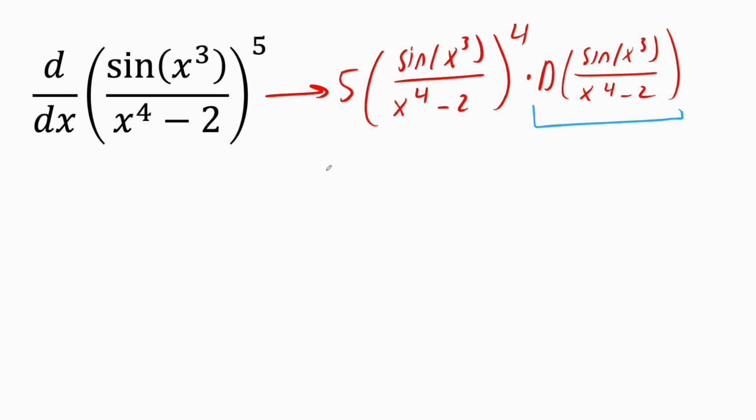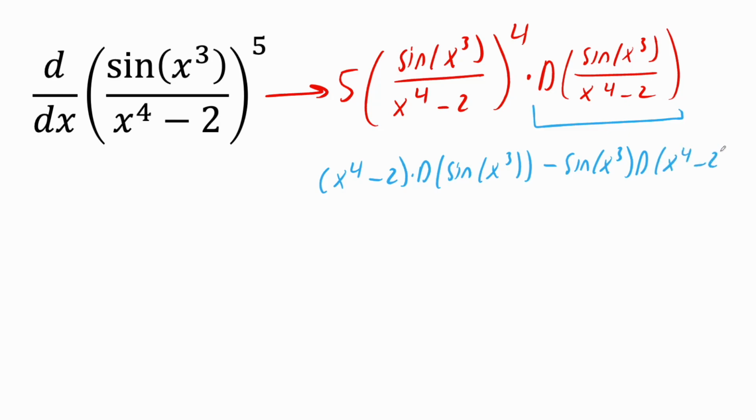So low is our denominator. That's x raised to 4 minus 2. D high, derivative of our numerator. I'm going to say times d of sine(x cubed), minus high, the numerator, so sine(x cubed), d low, so the derivative of our denominator, so I'm going to put d of x raised to 4 minus 2, close it, divided by the square of what's below, so that's going to be x raised to 4 minus 2, close it, squared.